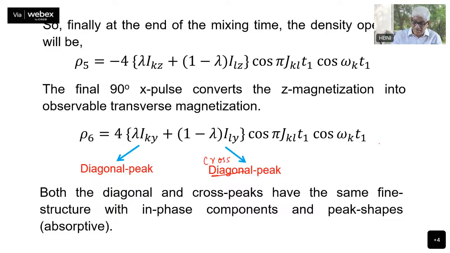So both the diagonal and cross peaks have the same fine structure, with in-phase components and absorptive peak shapes. Because you see, both are in phase, IKY, ILY, both are in phase, and they are absorptive because both are Y. So therefore you get in-phase diagonal peaks and cross peaks.